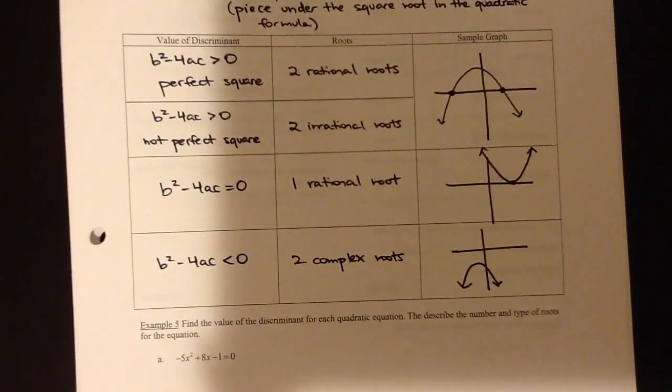All right, so we're going to look at a couple of examples here. We want to talk about what type of roots we're going to get, rational, irrational, or complex, and how many we're going to get, either 1 or 2.